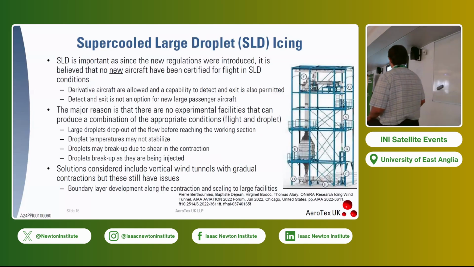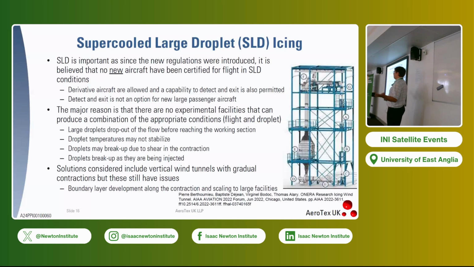So the main issue for aircraft is probably something that people haven't realised. The new regulations came in in 2015, and I don't believe at the moment that there has been a new aircraft that has been certified for these standards since then. So we're talking almost 10 years, and no aircraft can be certified against the standards. So obviously this new aircraft's come out, and what they have done is to have a detect and exit, so they're allowed to say, we're in these SLD conditions, we've got to leave.